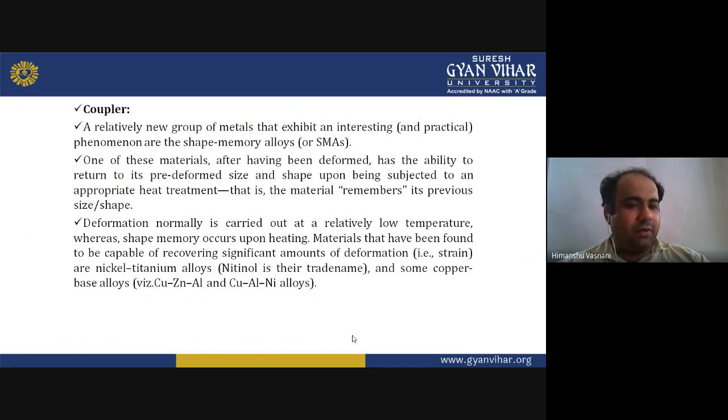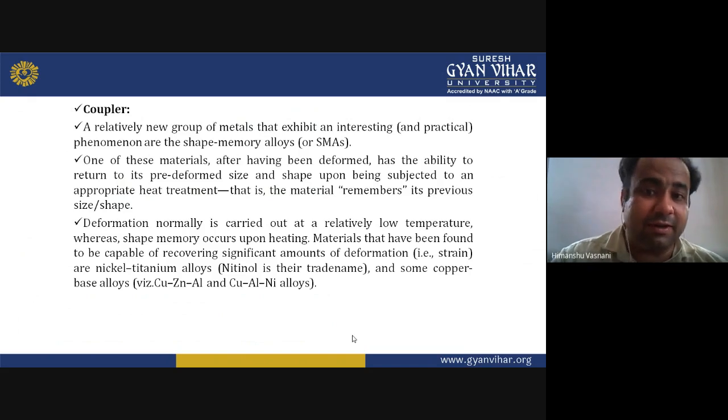Materials that have been found to be capable of recovering significant amounts of deformation strain are nickel-titanium alloys, the short form being nitinol, and some copper-based alloys like copper-zinc-aluminum or copper-aluminum-nickel alloys. So one important thing: some materials, after having been deformed, have the ability to return to their pre-deformed size and shape upon being subjected to an appropriate heat treatment. That is, the material remembers its previous size and shape. This is really interesting.